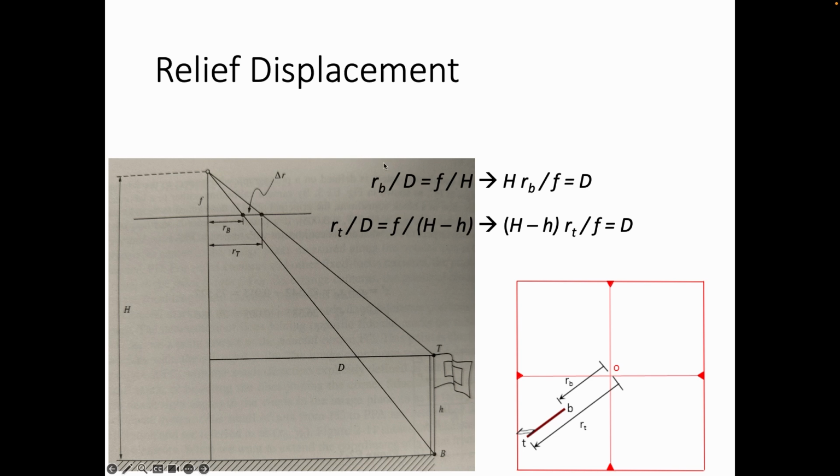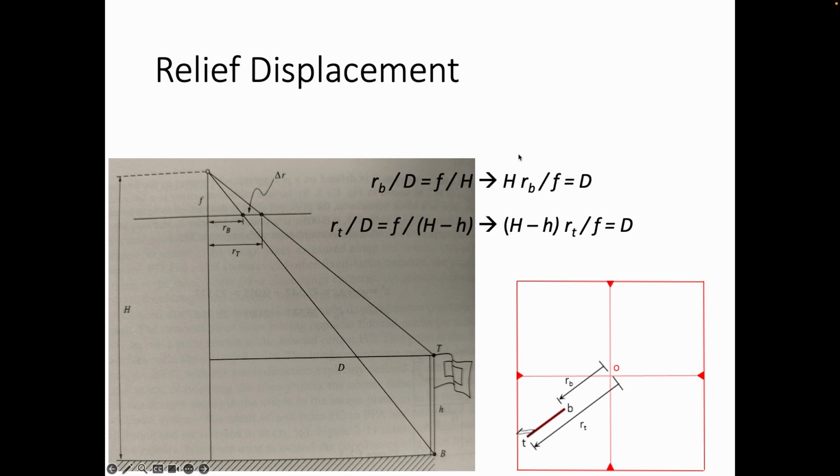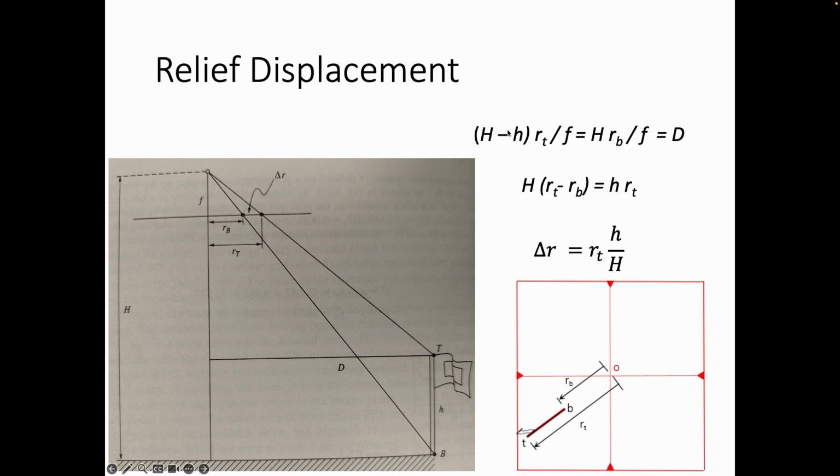And so both of these can be rearranged to solve for d, and then we can set these equal to each other. We use both of these expressions on the right-hand side, which are equal to d. We can set those equal to each other, and then we can rearrange and solve for the relief displacement on the left, which is a function of the distance to the top of the object in the image plane, multiplied by a ratio of the object height to the height of the camera above the base of the object.